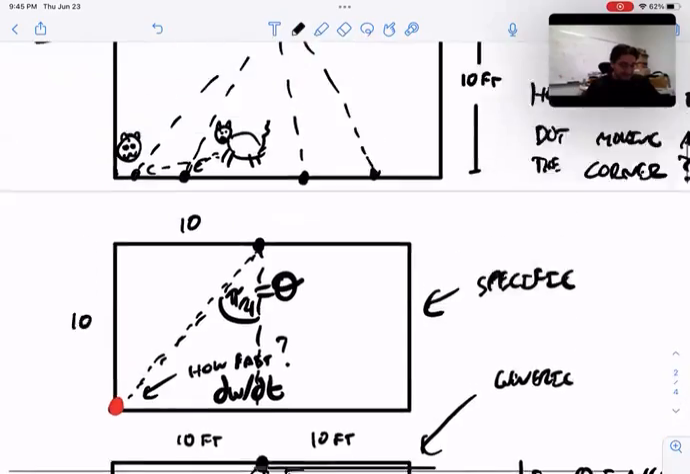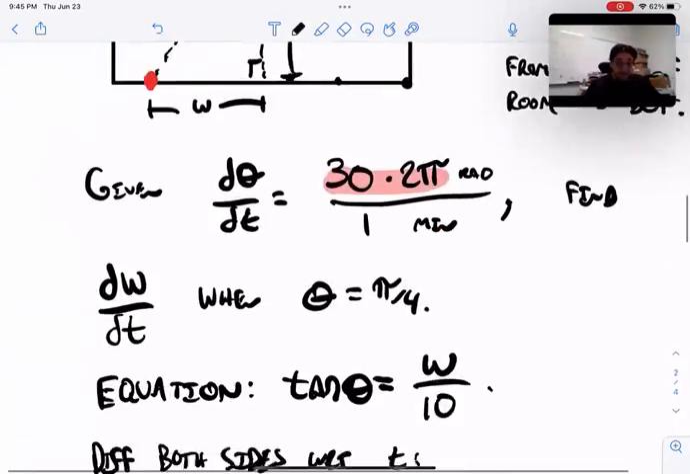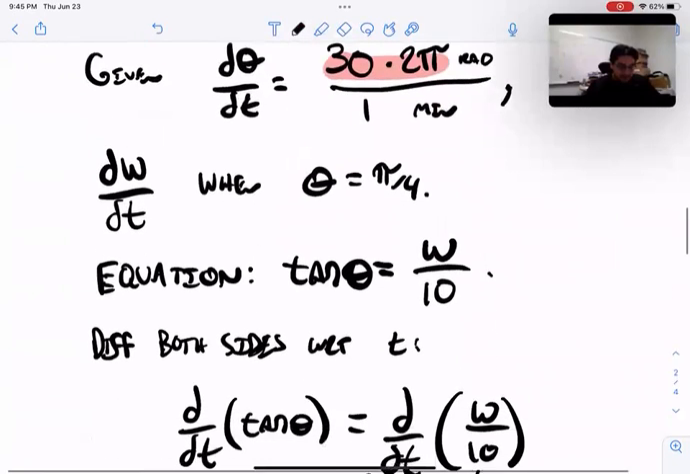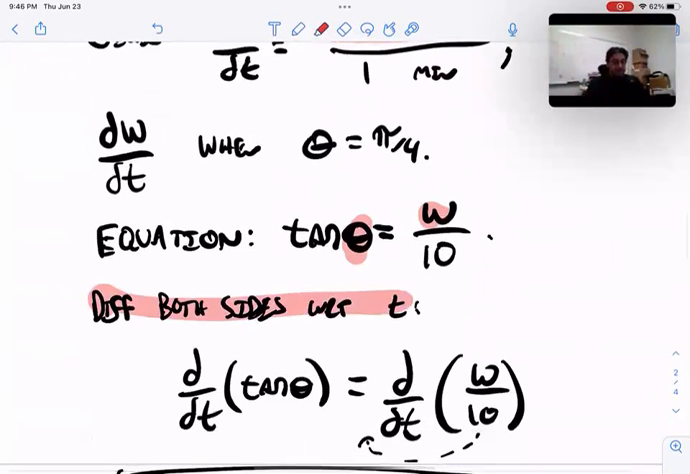So there we go. Now we solved our laser pointer problem. And remember, what is the key? The key is that we had these quantities. Theta was changing with respect to time. W was also changing with respect to time. So find some equation that relates those quantities that are both functions of time, and then differentiate both sides with respect to t. That's the commonality to a related rates problem.